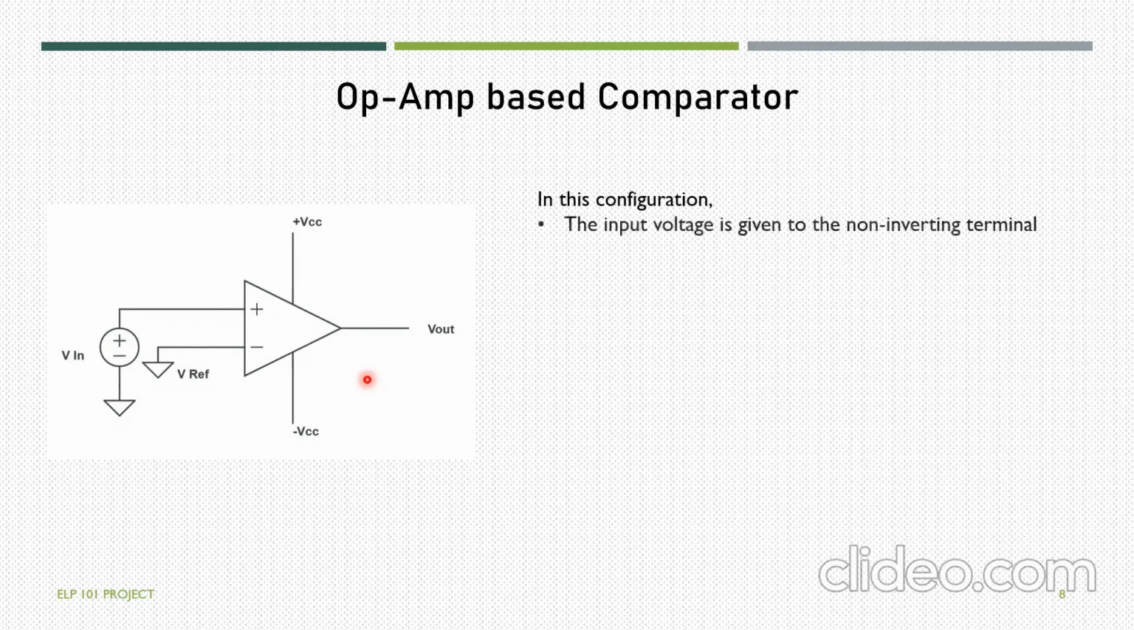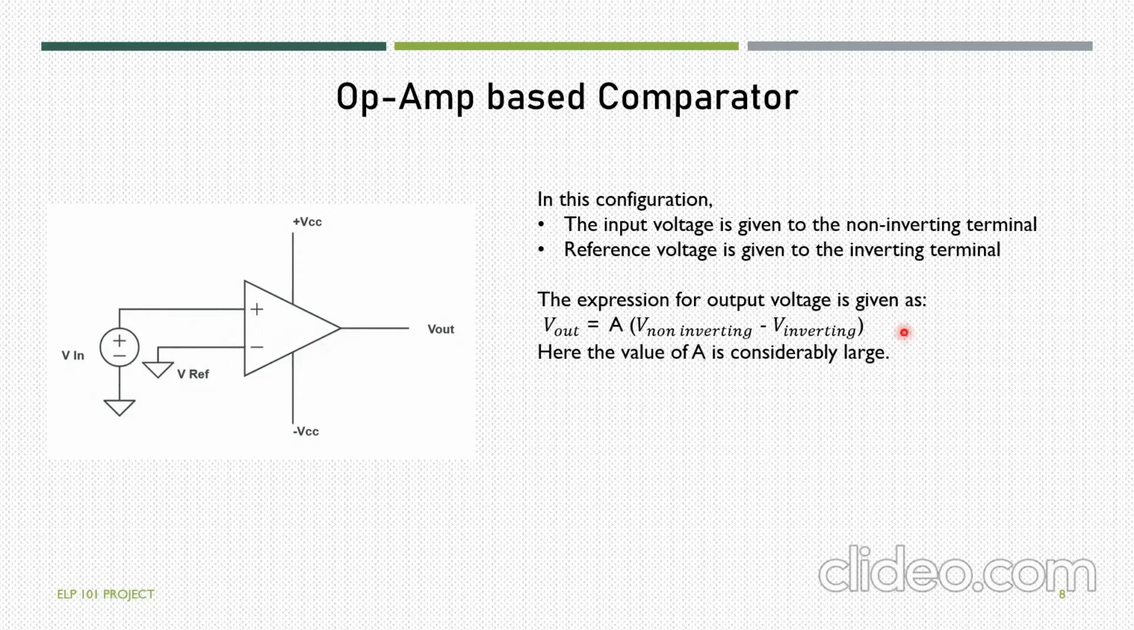In this configuration, the input voltage is given to the non-inverting terminal. The reference voltage is given to the inverting terminal. Now the expression for output voltage is given as V out equals A times the non-inverting voltage minus the inverting voltage. And here A is a constant, which is considerably large. Now in this case, the non-inverting voltage is the input voltage, which is V input, and the inverting voltage is the reference voltage. So in this case, the output voltage would be A times (V input minus V reference).